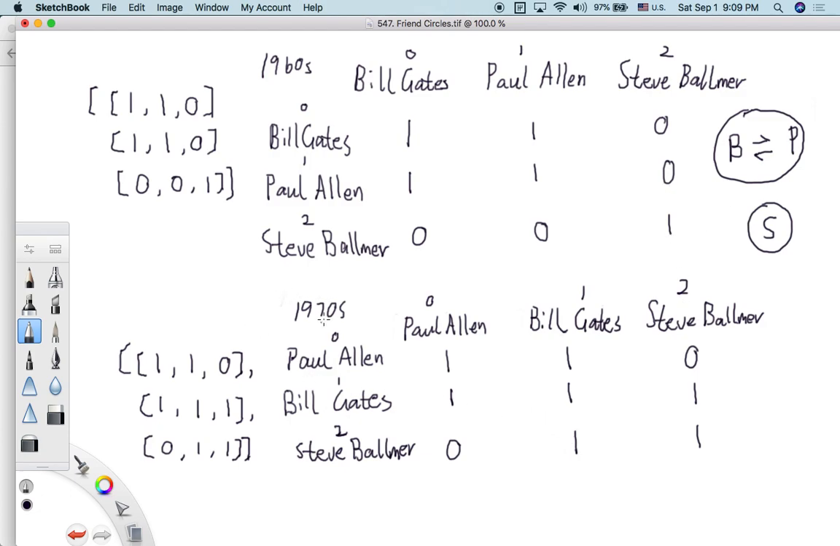And in the 1970s, Paul Allen and Bill Gates were direct friends. And Bill Gates met Steve Ballmer and they became friends. So Paul Allen and Steve Ballmer became indirect friends, since they can be introduced by Bill Gates. So this becomes 1 single friend circle.